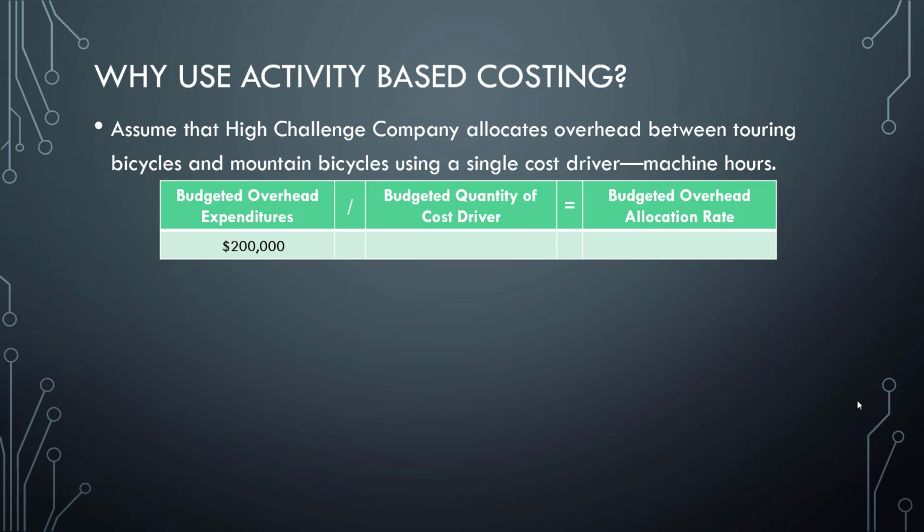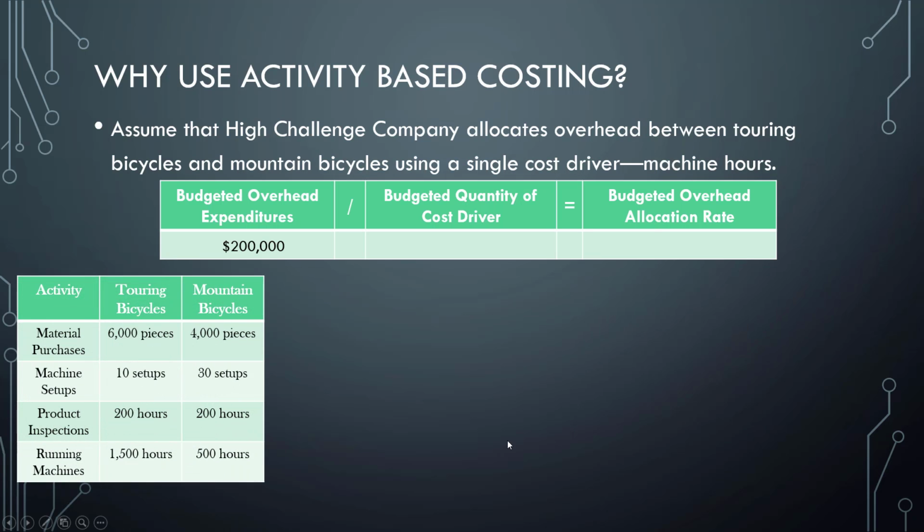We're using machine hours. If we were just using a single simple pool to do this, we have a total quantity of that driver of 1,500 hours for touring bikes, 500 for mountain bikes. That's 2,000 in total. So 200,000 divided by 2,000 means that our allocation rate should be $100 per machine hour if we're putting all of the costs into one pool and using one driver to get all of those costs out of the pool and into the different products.